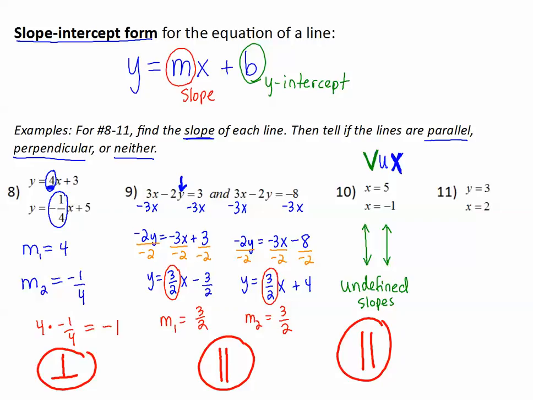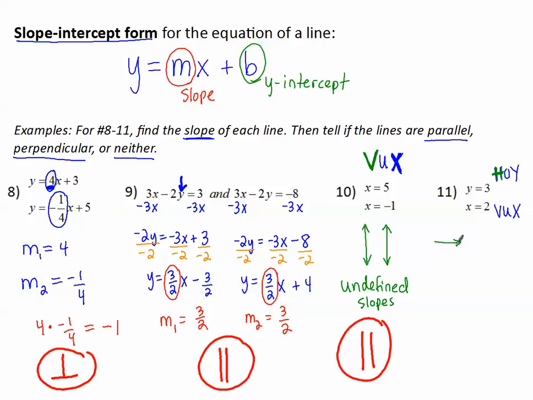Do you want to take a look at the next one on your own and come back and check your work? So here we have a y equals, this would be our HOI. Here we have an x equals, this would be our VUX. So what does that mean about these two lines?